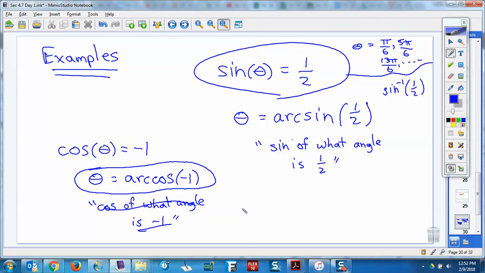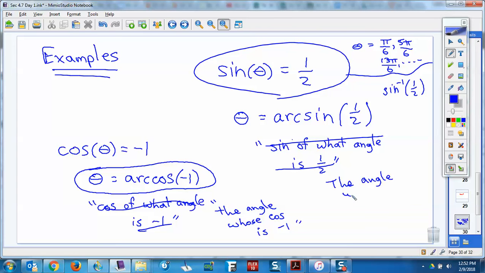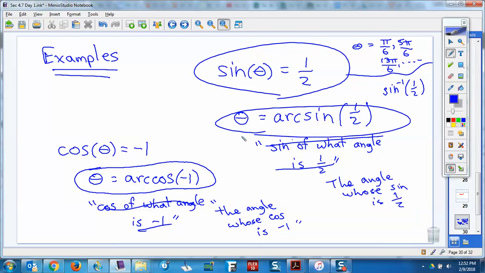Now again, I don't like that. I'm going to say the angle whose cosine is -1. That's what I'm going to be saying here. Now, if you like what I'm crossing out here and you want to do that, I don't care. But you're going to hear me saying this: the angle whose sine is 1/2. If you're given the problem this way, as a function, as the arc sine function or the arc cosine function, there's just one answer. So what you've got to know is which one is my given?